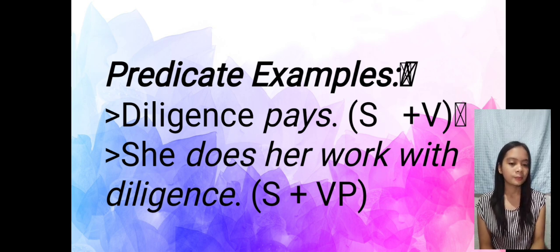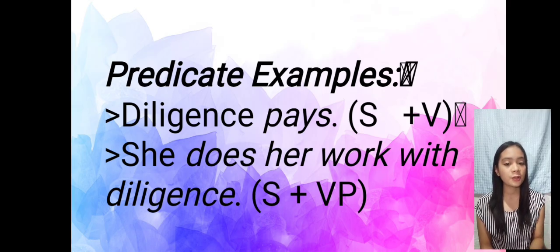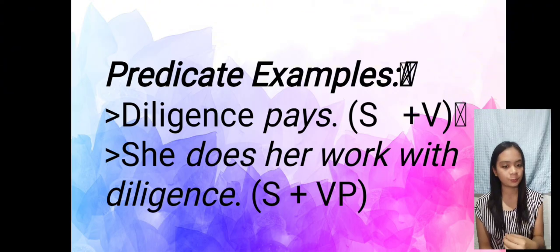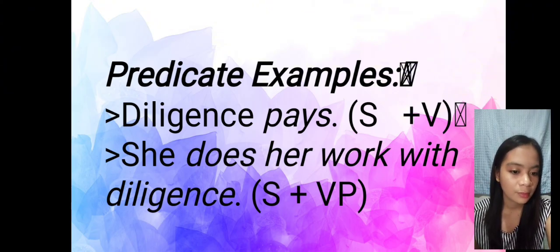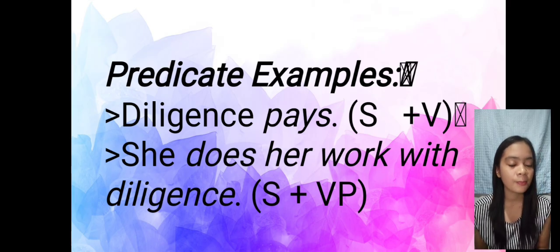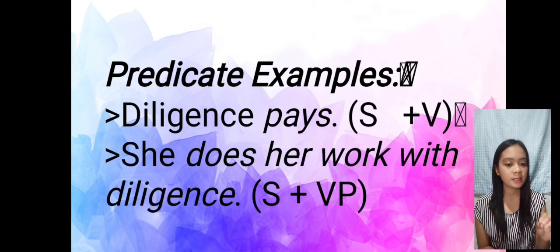It is a short sentence, but the idea is complete. It is a complete thought. Another example, she does her work with diligence. Ang rule na ginamit dito ay subject plus verb phrase. She is our subject, does her work with diligence is our verb phrase. In both sentences, the subject is what we're talking about, while the predicate tells what they do. Sa example number 2, na-emphasize na ang predicate ay does her work with diligence.